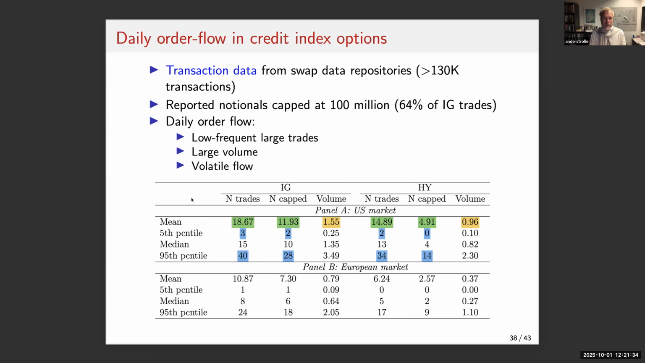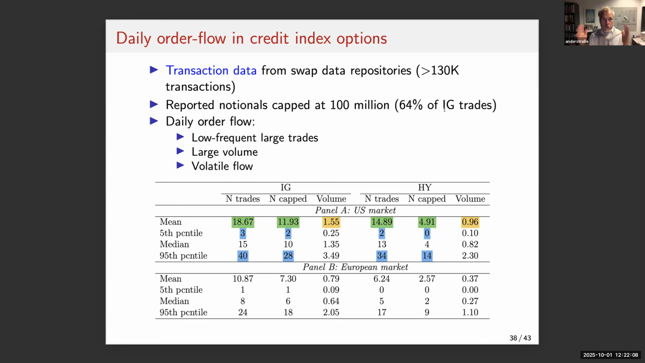So we look at transaction data. We got all the transactions in credit index options. These are publicly available through swap data repositories. It captures all trades where there's a US counterpart involved. So we have all the transactions. We have the size of the transactions. However, they're capped at 100 million. And in fact, most of the trades, especially in IG, are capped. So these are very large trades on average.